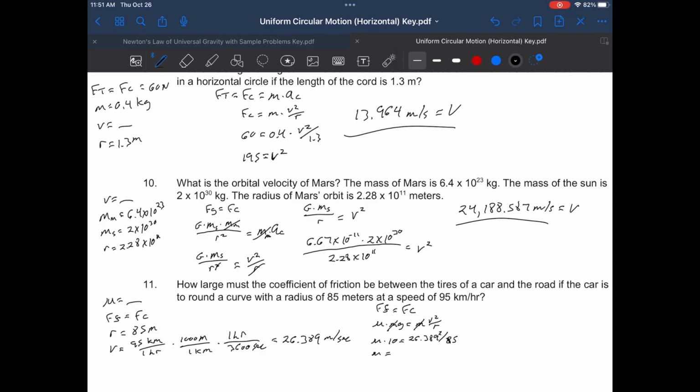So I'm going to take my 26.389, square it, then divide by 85, get that solution, and then divide both sides by 10, so then I've got the coefficient of friction equal to that value. Let me get it through my calculator and just take a look. Looks like it's going to be like 0.819. That's it.